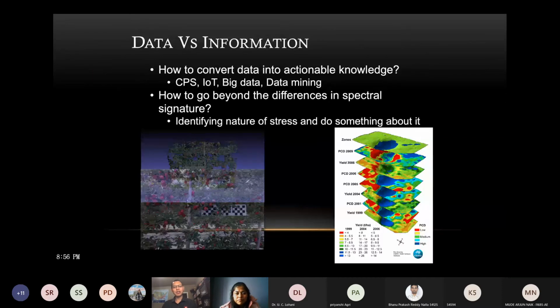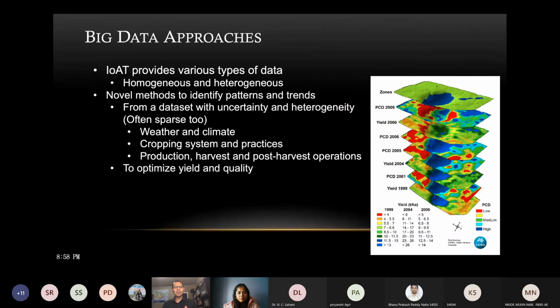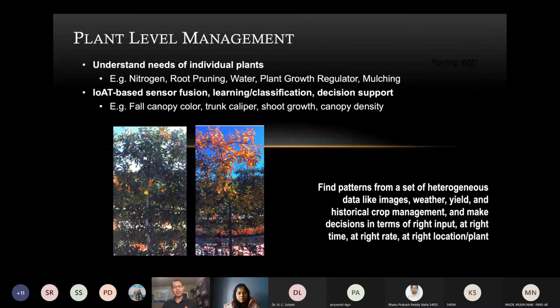I don't want to spend a whole lot of time talking about these other things. I think I already discussed a whole lot about how we collect data and how we want to focus on converting data into information. Connectivity is the big deal. Anything we do in the farms, and if we are trying to use cloud technologies or Internet of Things or cyber physical systems, connectivity becomes a big infrastructure that needs to be in place. And big data approaches for analyzing these different kinds of data.